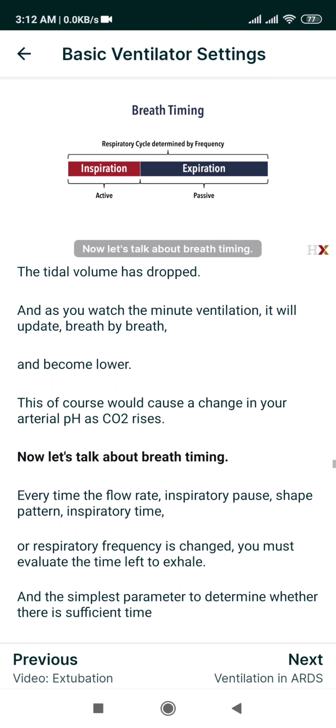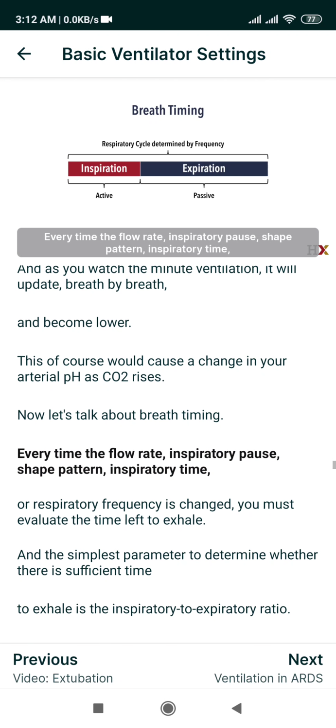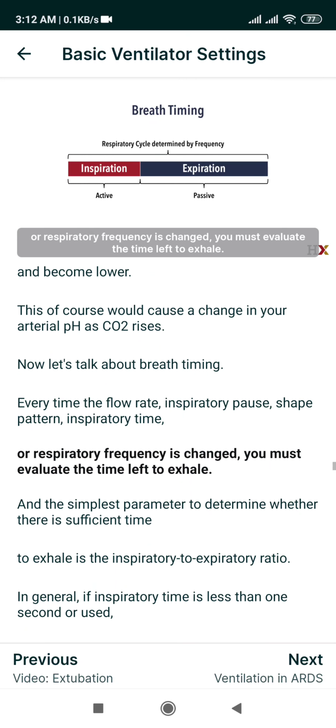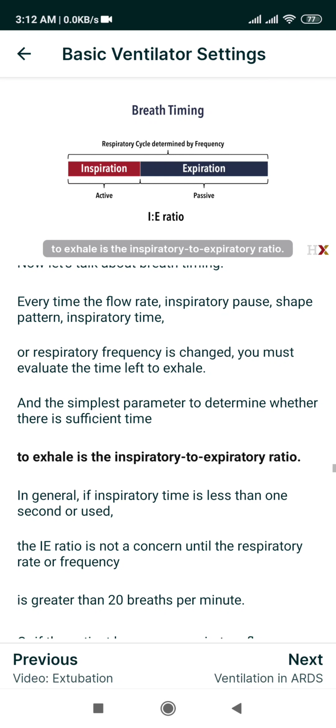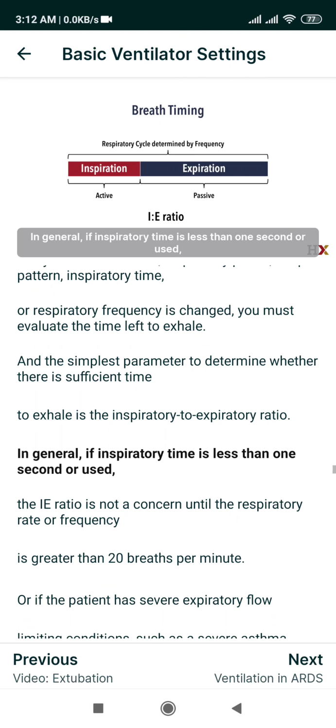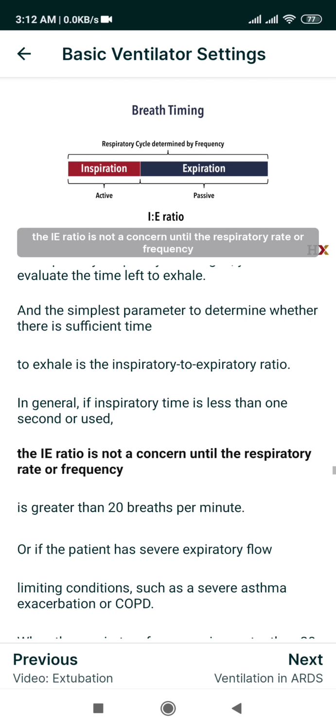Now let's talk about breath timing. Every time the flow rate, inspiratory pause, shape pattern, inspiratory time, or respiratory frequency is changed, you must evaluate the time left to exhale. And the simplest parameter to determine whether there is sufficient time to exhale is the inspiratory to expiratory ratio.